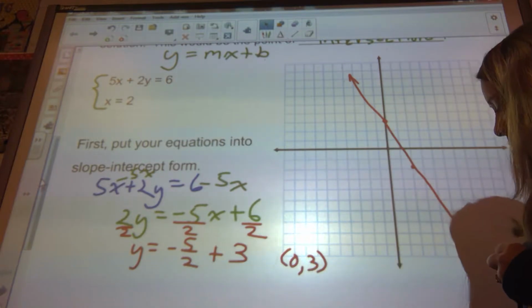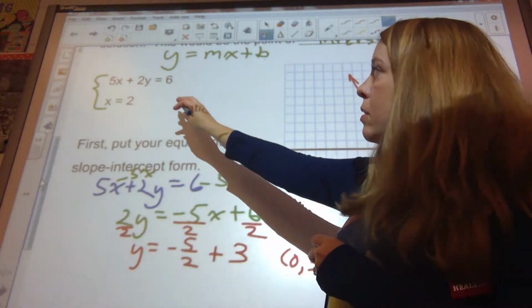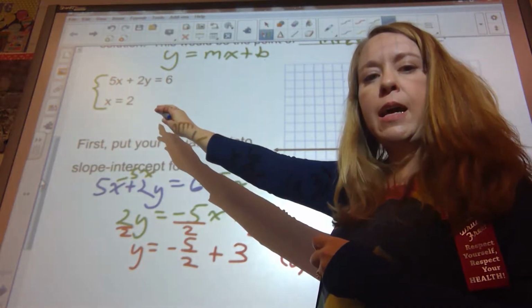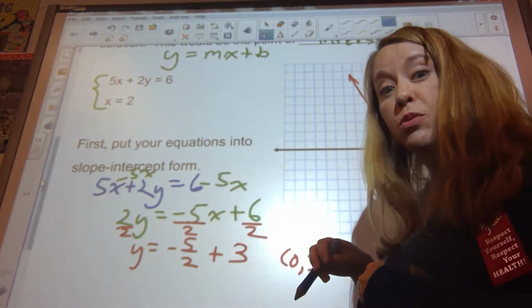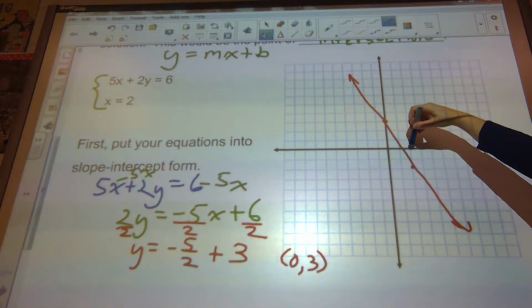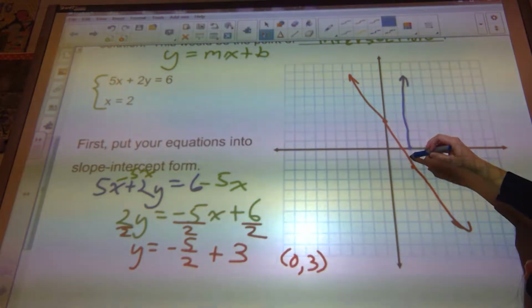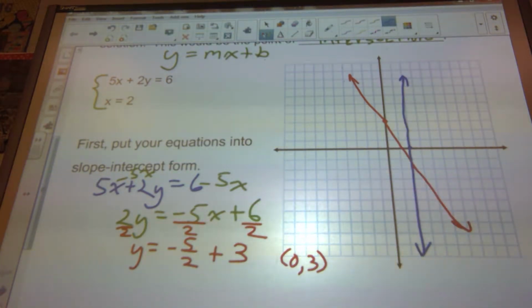My second equation, x equals 2. Well, what kind of a line is that going to be? Where x always equals 2 is going to be a vertical line, right? With no slope, right?